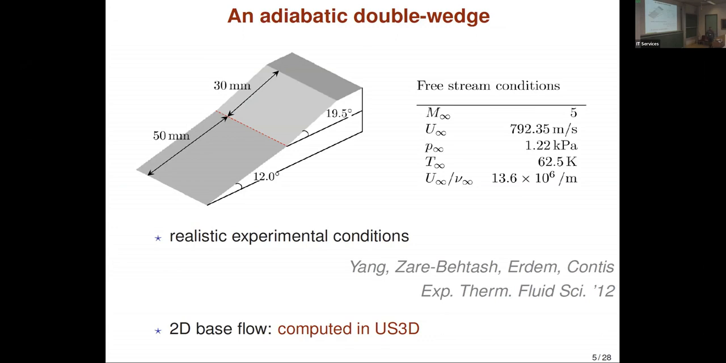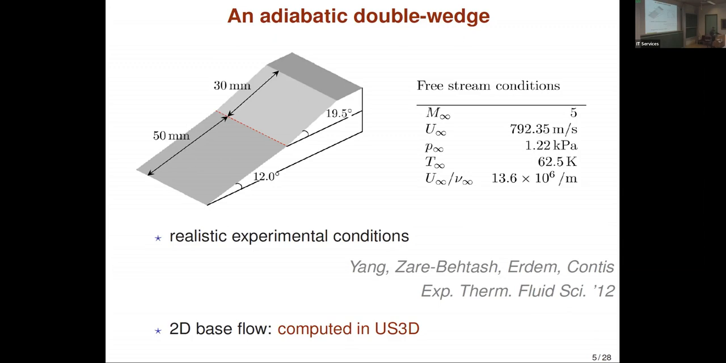Unfortunately, there is no explicit solution, no explicit characterization. You can't go to MATLAB and compute this solution. What we did, we utilized a finite volume scheme that was developed by Graham Candler at the University of Minnesota to compute this 2D base flow. And this 2D base flow is a function of streamwise and normal coordinates in the traditional Cartesian coordinate system.